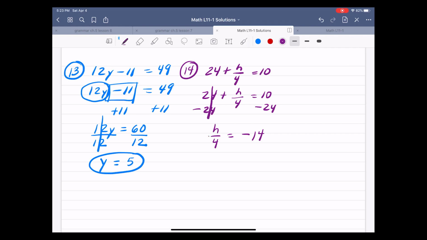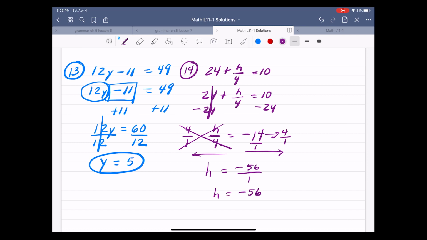Then I have h divided by 4, and I need to use the inverse operation. Divide by 4, inverse is multiply by 4. If I multiply the left side, I've got to multiply the right side. I can put that negative 14 over 1, turn it into a fraction. That's perfectly fine. These 4's cancel out, and I'm left with h over 1, which simplifies to h, equals, what is negative 14 times 4? That is negative 56 over 1. h equals negative 56.